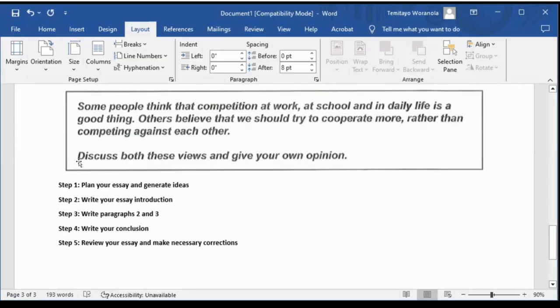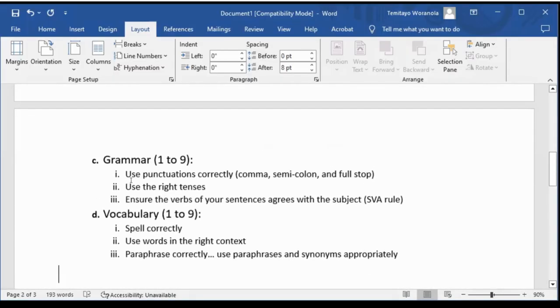Now, they ask you, discuss both views and give your opinion. This kind of essay is what we call discussion essay. By the way, there are 8 different kinds of essays. Let me quickly give you the 8 types of essays.